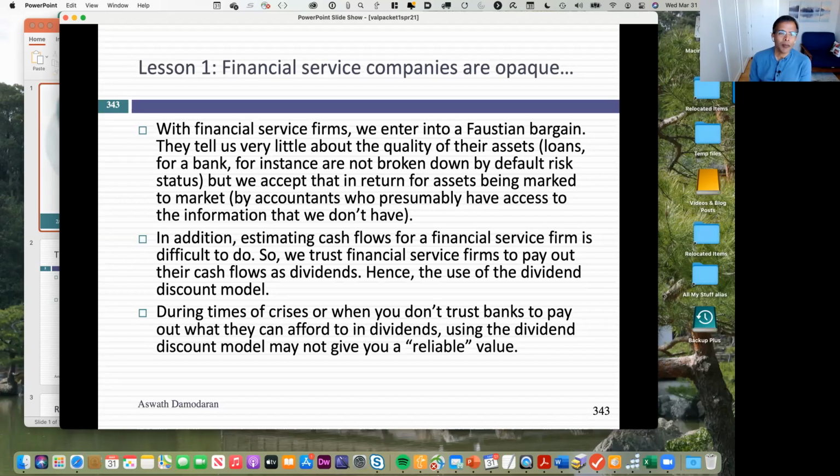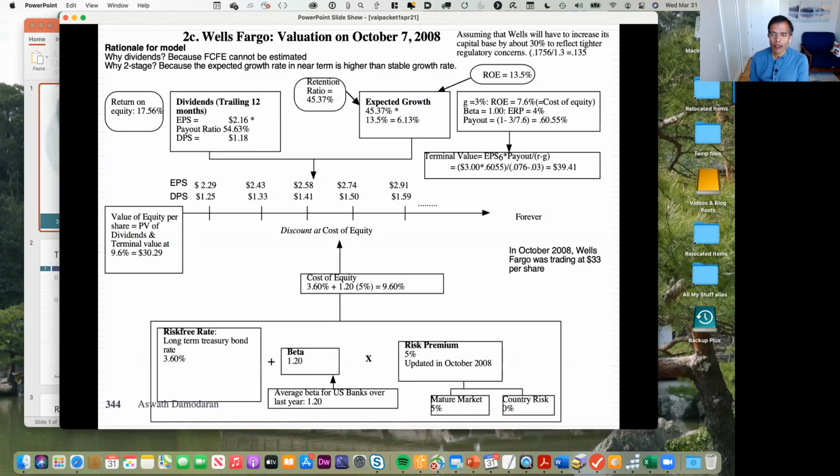The last time I used a dividend discount model to value a US bank was actually in 2008. It was on October 7th of 2008, just as we were going into that crisis, and I valued Wells Fargo, looking at the numbers as they existed then. They were paying out about 55% of their earnings as dividends. Banks are among the biggest dividend payers in the market.